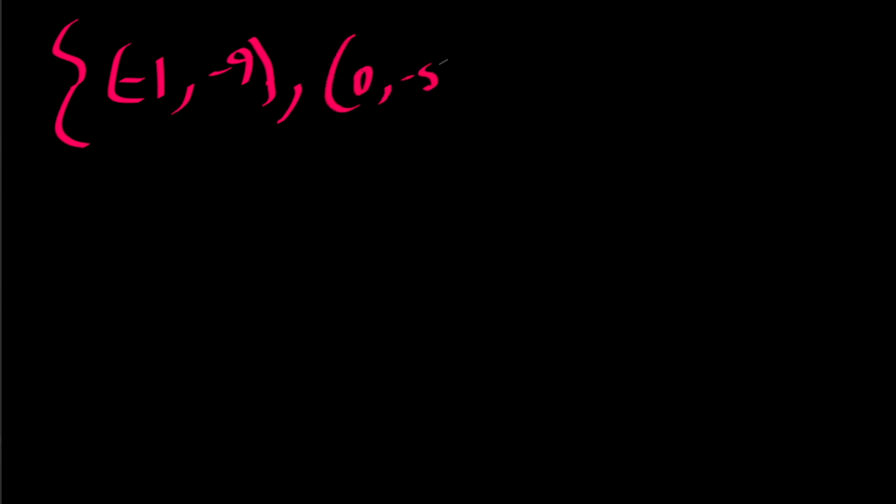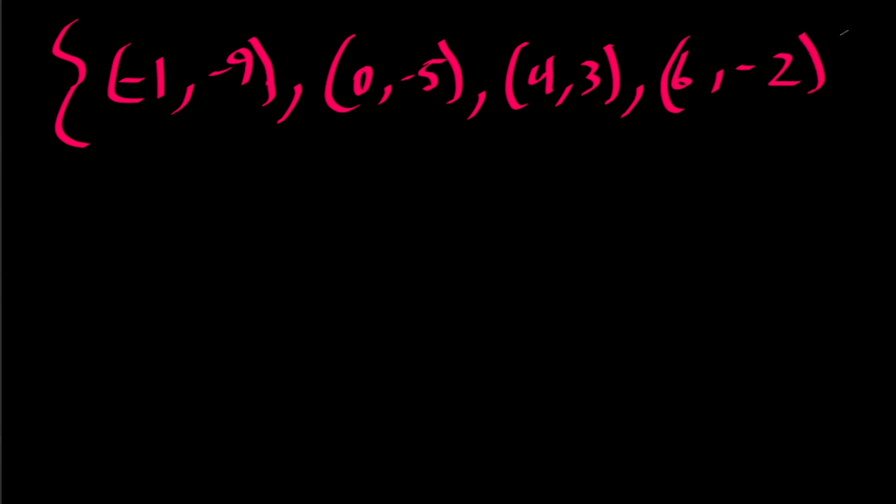Let's say we have a big set, and it's going to have some ordered pairs in it. So (-1, -9), that's an ordered pair. (0, -5), that's our other ordered pair. We're going to have 2 more: (4, 3), and then 1 more, (6, -2). All right, so our job is first to figure out what the domain is and what the range is.